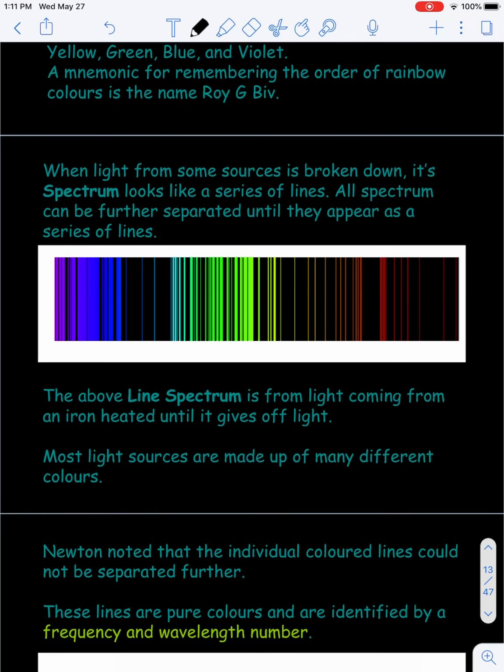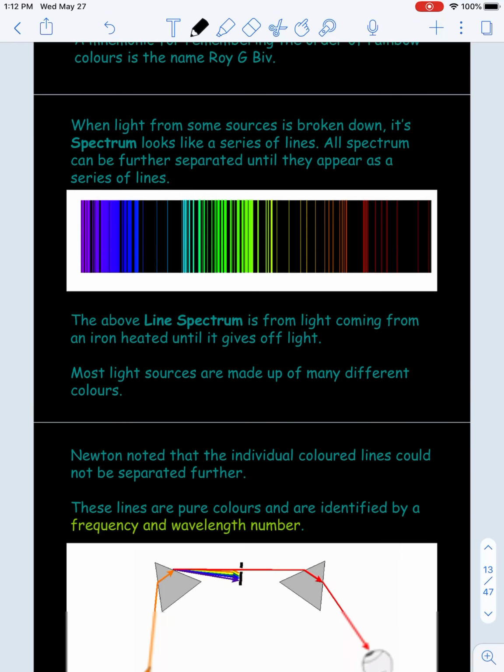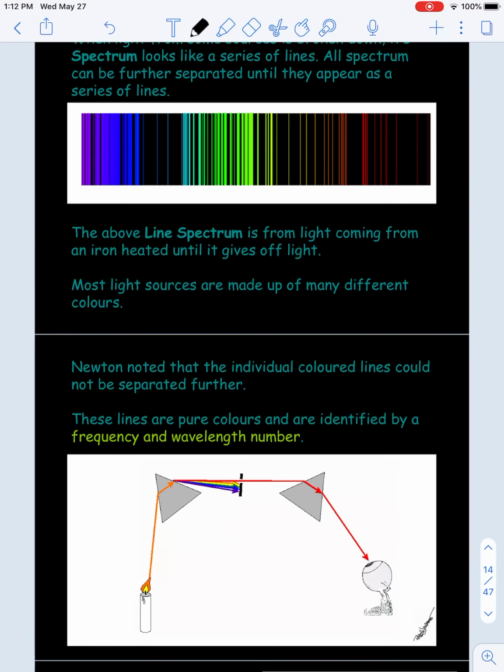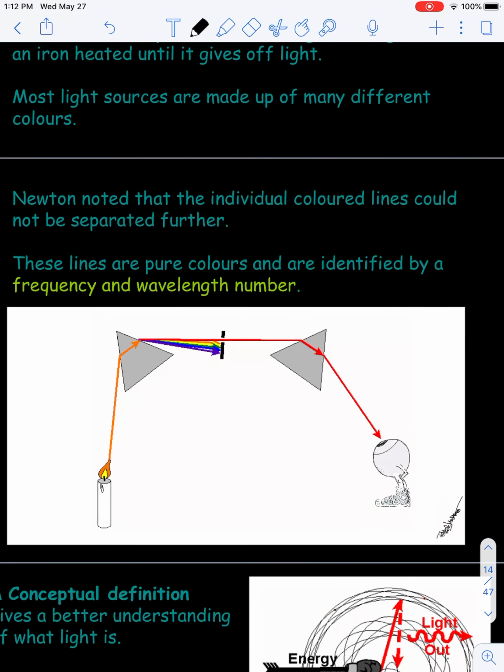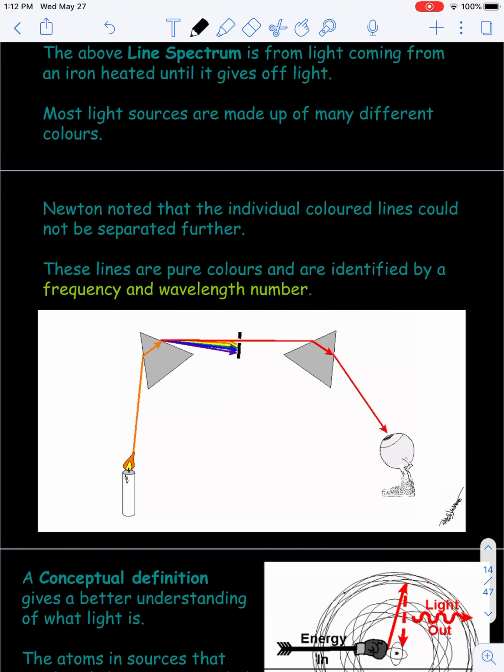So, when light from sources is broken down, its spectrum looks like a series of lines. All spectrum can be further separated until they appear as a series of lines. The above line spectrum is from light coming from an iron heated until it gives off light. Most light sources are made up of many different colors. Newton noted that the colored lines could not be separated further. So, these lines are pure colors and are identified by a frequency and wavelength number.